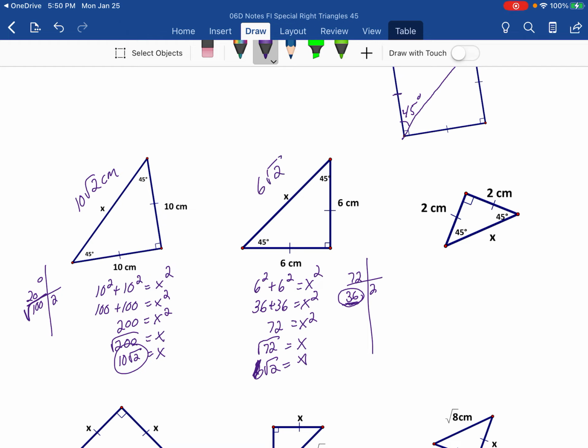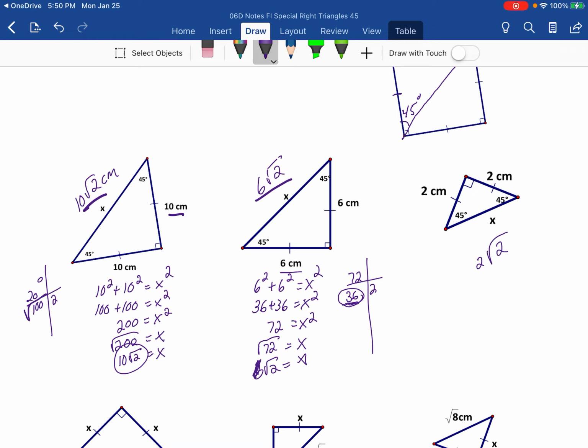Okay. And then my last one, if you follow the pattern, the side was 10, it was 10 radical 2, the side was 6, it was 6 radical 2. So I think probably, if this is x, this is going to be 2 radical 2. So I go through, it's going to be 2 squared plus 2 squared just to make sure my conjecture is correct. 4 plus 4 equals x squared.